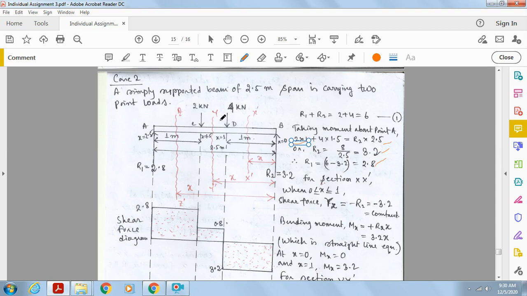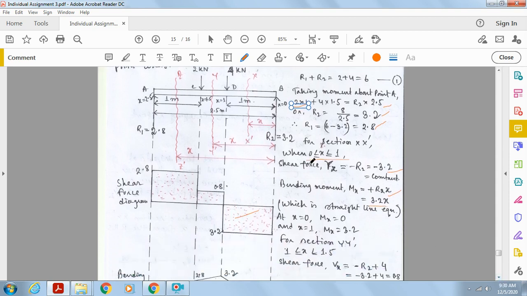Now consider a section first, x dashed. When x dash is at a distance 0 to 1, the shear force will be Vx equal to minus of R2, that is minus 3.2, so it is a straight line and a constant value, accordingly I considered that value. The corresponding bending moment will be R2 into X. Why positive? Because of the sign convention of bending moment. So it is 3.2 into X, which is also a straight line equation.